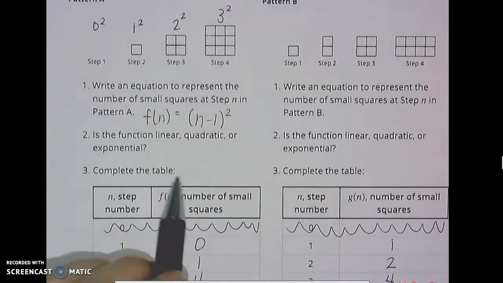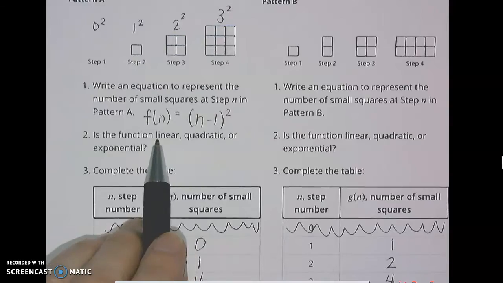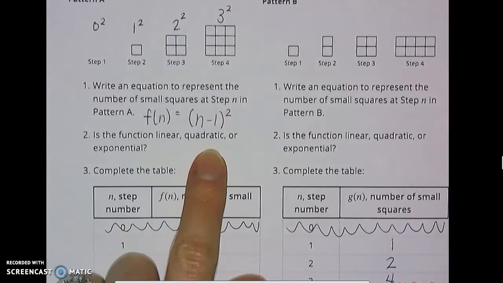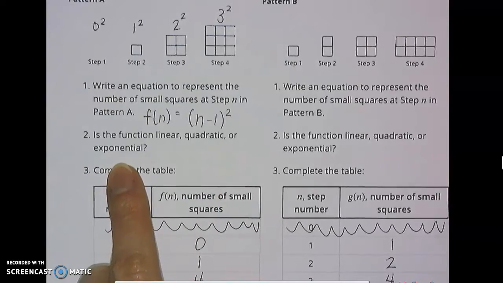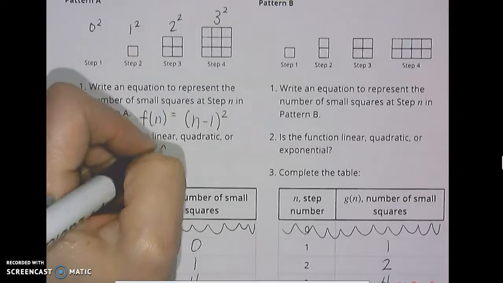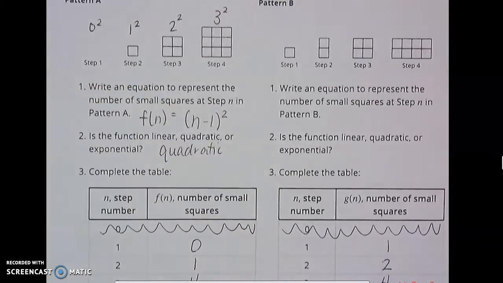So is that linear, quadratic, or exponential? Remember, linear means that it's going to be a line. Those are all in the form y equals mx plus b. If it's quadratic, it's going to have an exponent of 2. We've talked about that in the past. Exponential means that it has a variable in the exponent. So which one of those is this? It is quadratic. Okay, it's got that exponent of 2 there.